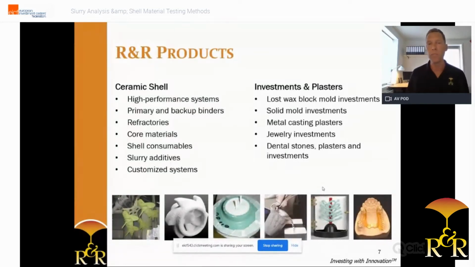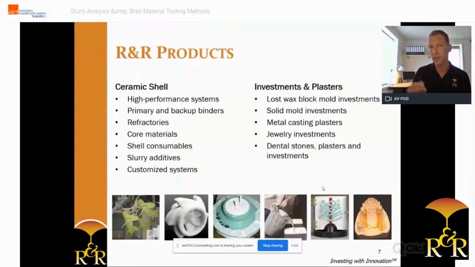Today, R&R offers a complete line of ceramic shell products, and these include high-performance systems like primary and backup binders, and refractories which can be blended according to specific needs if that is required. We also have a range of core materials which can be applied directly against the wax pattern or into shell cavities, or they can be preformed in a tube that can be used during the wax injection. We also have shell consumables like stuccos and pouring cups, slurry additives, wetting agents, anti-foam, of course, but also drying indicators.